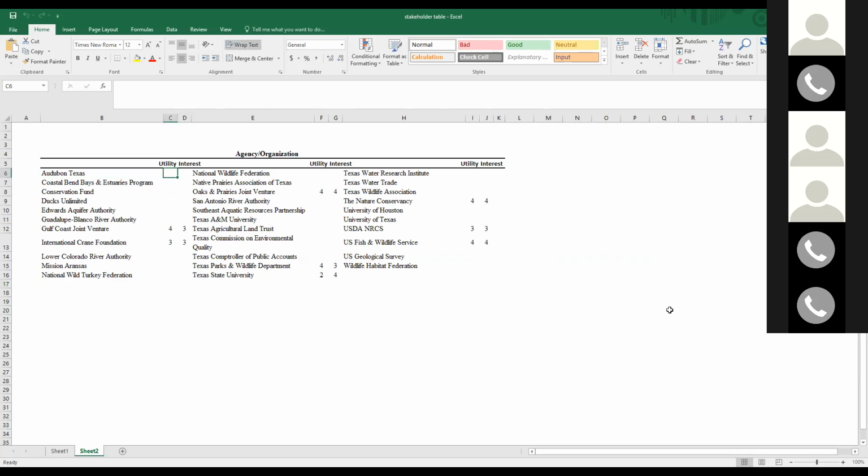So let's just go through this. Does anyone feel comfortable speaking to Altamont, Texas? What about Coastal Bend, Bays, and Estuaries program? Conservation Fund or Ducks Unlimited? What about the Edwards Aquifer Authority, or really any of the river authorities in general?